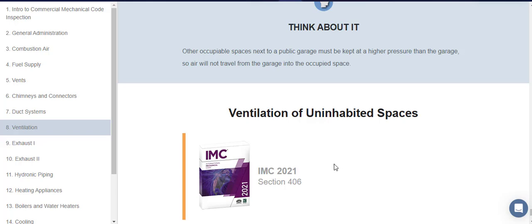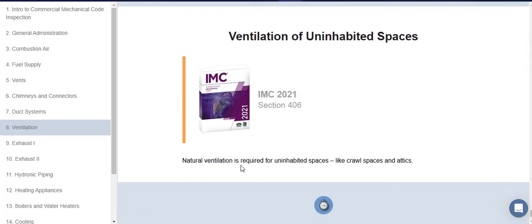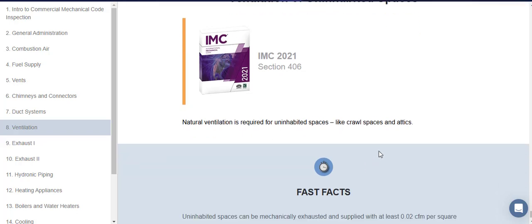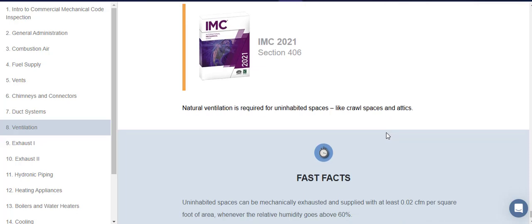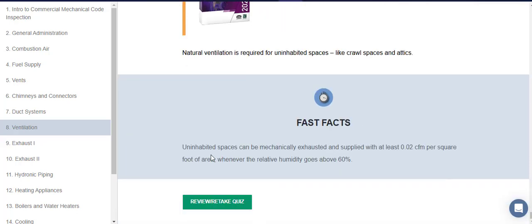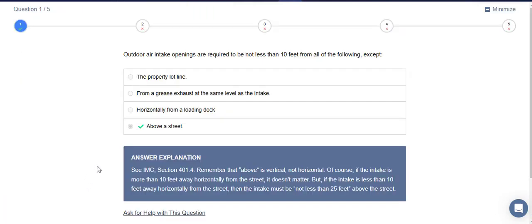Ventilation of uninhabited space, International Mechanical Code 2021 Section 406. Natural ventilation is required for uninhabited spaces like crawl spaces and attics. Fast facts: uninhabited spaces can be mechanically exhausted and supplied with at least 0.02 CFM per square foot of area whenever the relative humidity goes above 60%.